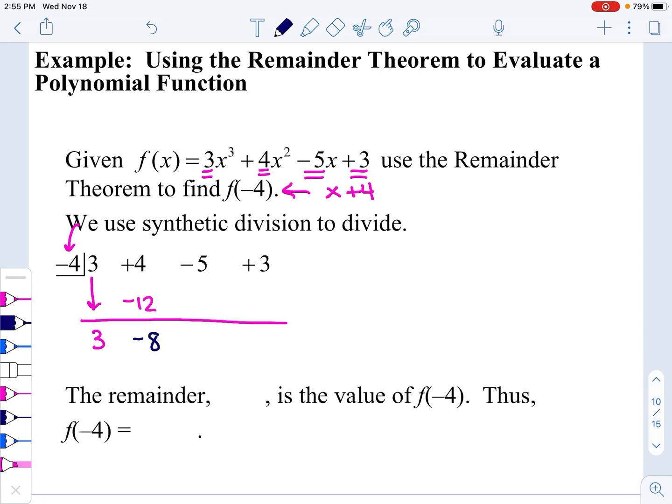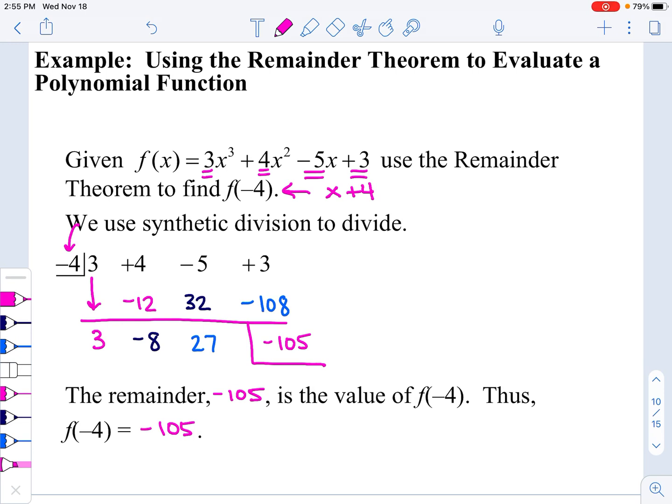Negative 8 now multiplies with negative 4 to give us a positive 32. 32 with a negative 5 is going to leave us with 27. 27 multiplied by a negative 4 would give us a negative 108. A positive 3 with a negative 108 would leave us with a negative 105. And this is our remainder. That last piece is what we're left with. So the remainder is a negative 105, so is the value of the function f of negative 4. That means f evaluated at negative 4 is going to equal a negative 105.